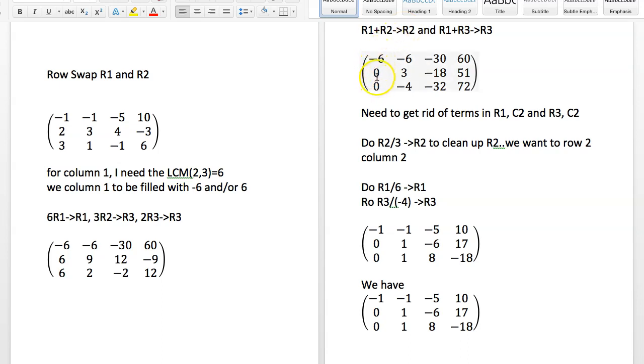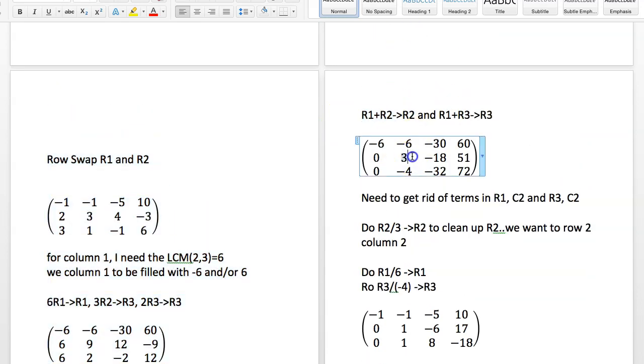So -6 plus 6 is 0. That's good. But now you've got to do the collateral damage. So -6 plus this 9 is 3. -30 plus this 12 is -18. +60 plus this -9 is +51. And we do the put command on row 2. That just saves us from having to do row swaps later. You don't want to put that in row 1. Don't do that. Okay, now row 1 plus row 3. Now you don't have a choice. You need to do your put command in row 3.